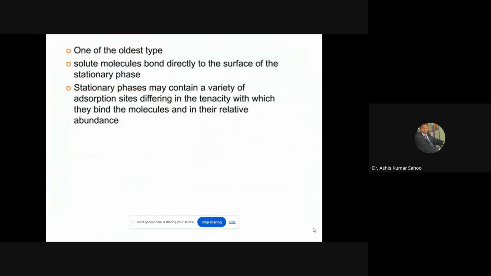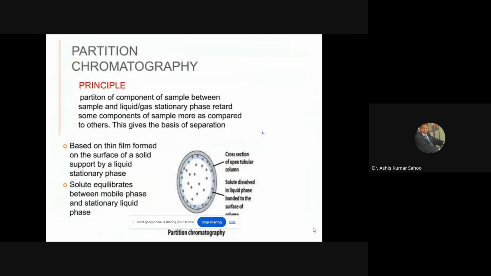This is one of the oldest types of chromatography. Solute molecules bond directly to the surface of the stationary phase. Now partition chromatography: the components of a sample partition between a liquid mobile phase and a liquid or gas stationary phase, and some components are retained more as compared to others. So these are the basic principles of partition.